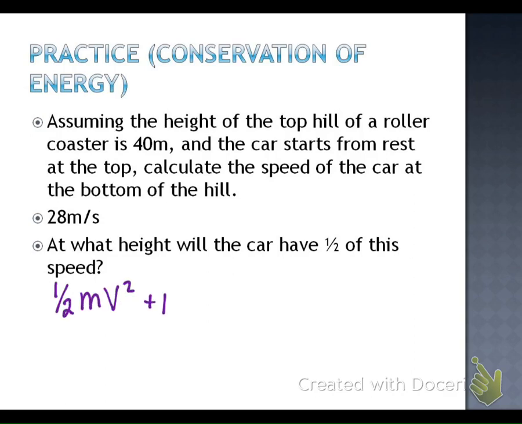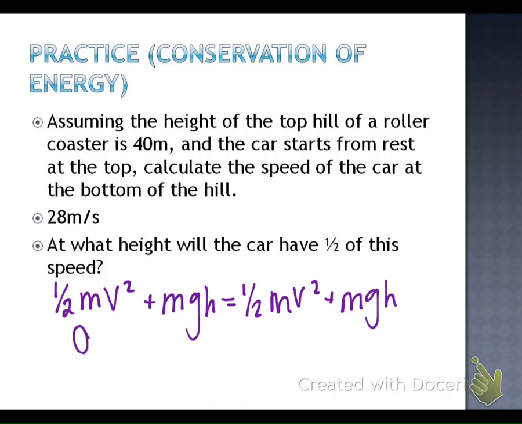1/2 mv squared plus mgh equals 1/2 mv squared plus mgh. Okay, so we still have no initial kinetic energy because it's still starting from rest. So that term's still going to be 0. Our height doesn't change at the beginning, so we're still going to take 9.8 times 40, right? We're going to leave out our mass still like we did last time.